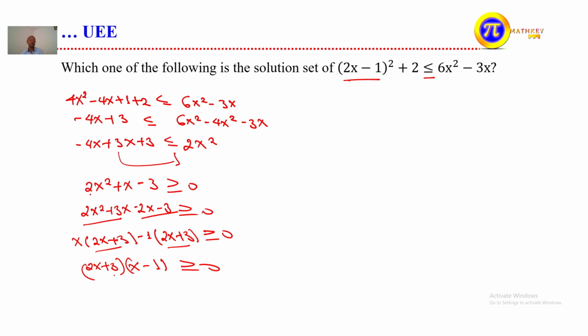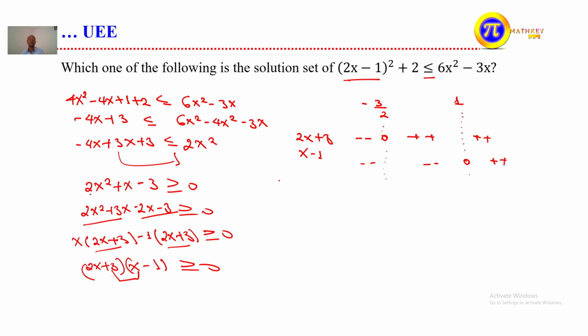After that, you find the zeros of these two factors. The zeros are negative 3 over 2 and 1. Here we have 2x plus 3. It is 0 at negative 3 over 2. At the left, it is negative. We are familiar with this one. At the right, it is positive. Similarly, for x minus 1, it is 0 at 1. At the left, it is negative. At the right, it is positive.